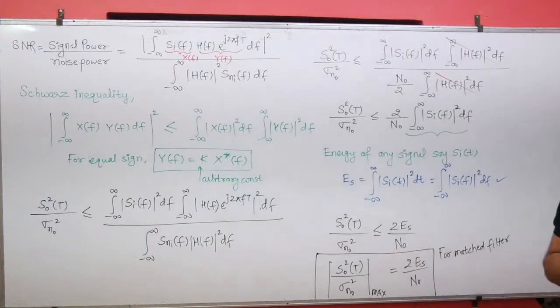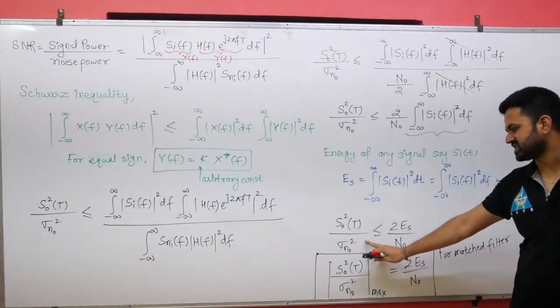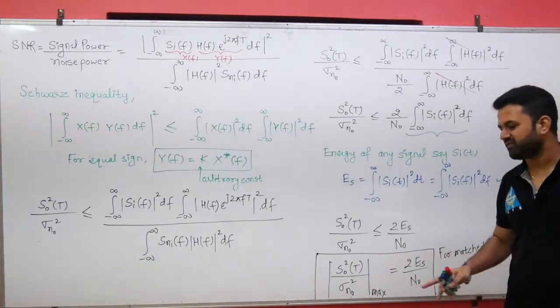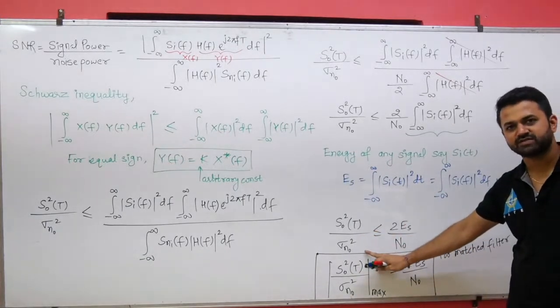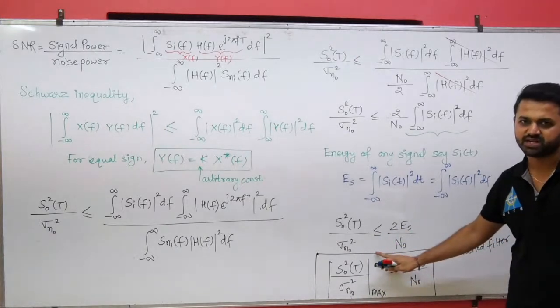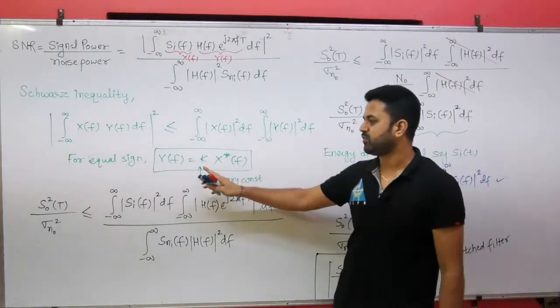Signal to noise ratio for match filter is 2 Es upon N naught. Because we have used the equality sign, we know that this signal to noise ratio is always less than 2 Es upon N naught. So what is the maximum value of signal to noise ratio? The maximum value will be 2 Es upon N naught when we satisfy the equal condition. When you are using the equality condition, you have to satisfy one more condition.